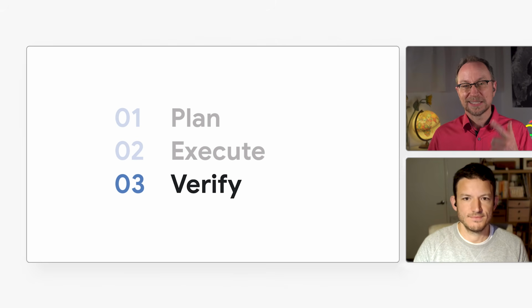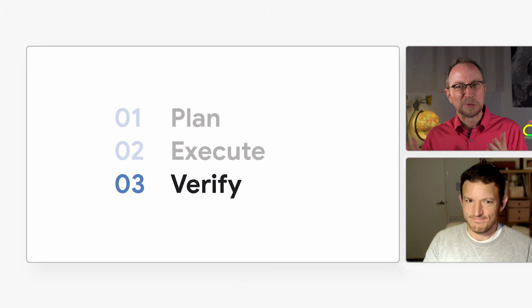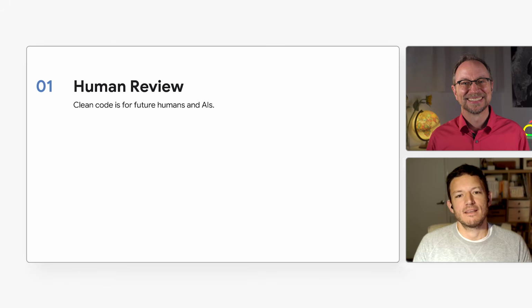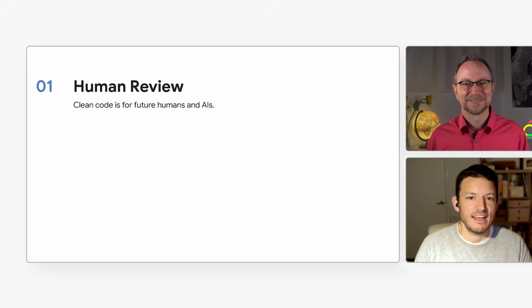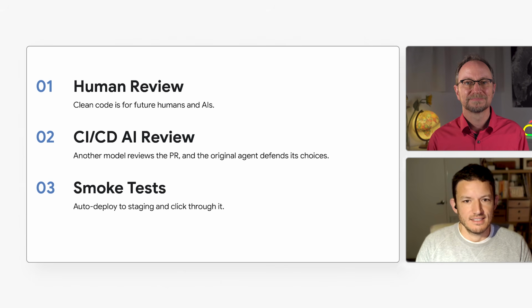Great. AI agents hallucinate though. So I guess that's why you added the verify step. How do you keep the agent from shipping bugs to production? Yeah, that's right. I use a 3-layer filter, or rule of threes. First, human reviewer. Clean code is for future humans and AIs. Second, a CI/CD AI review. Another model reviews the PR, and the original agent defends its choices. Third, smoke tests. Automate deployments to staging and then click through it to make sure it's behaving as you expect.